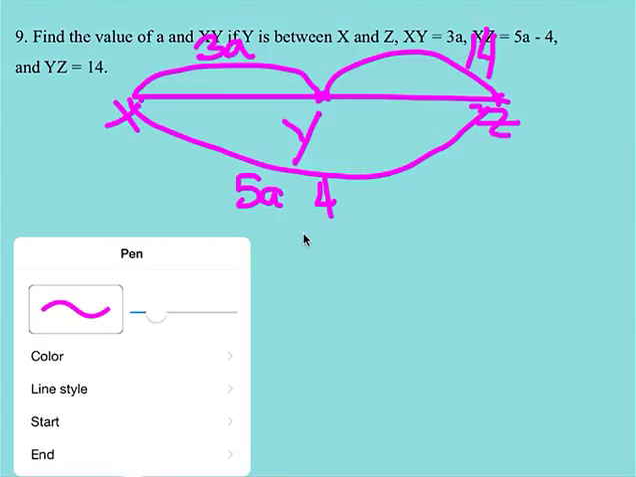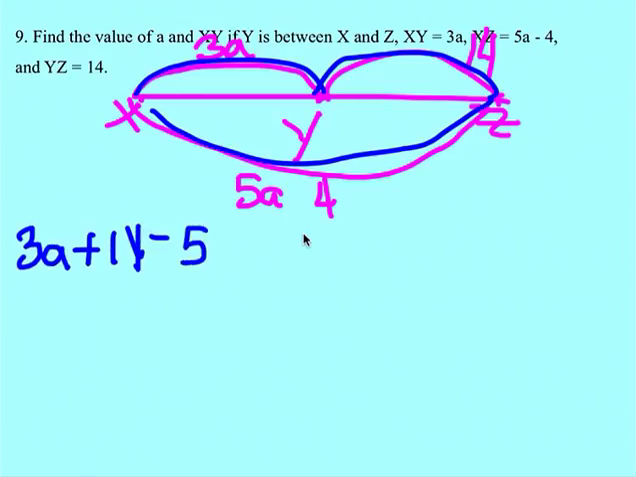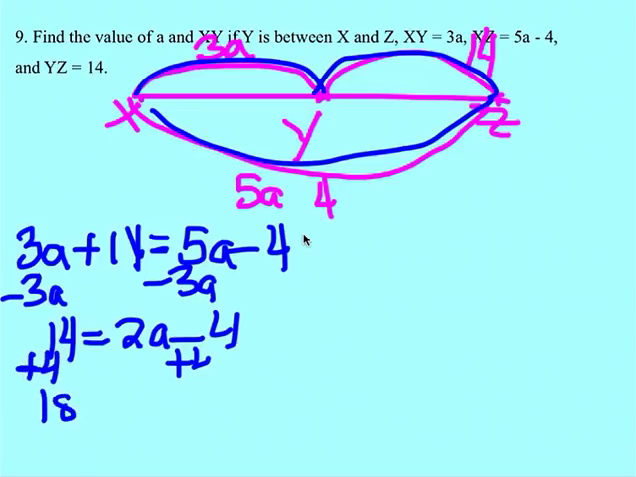Again, what we do know is that this plus this equals all of this. So I'm going to write that algebraically: 3a plus 14 is equal to 5a minus 4. Now what I want to do is get my a's on the same side, so I'm going to subtract 3a over to the other side. Then I get that 14 is equal to 2a minus 4. Then I'm going to add 4 to both sides, and I get 18 is equal to 2a.